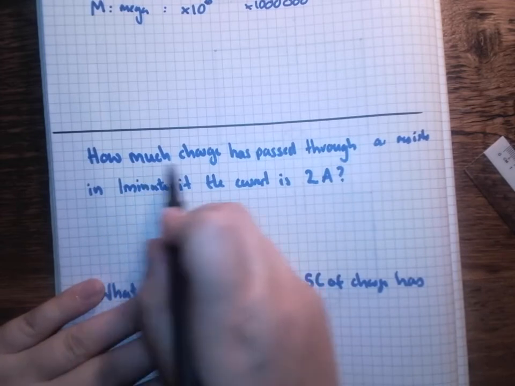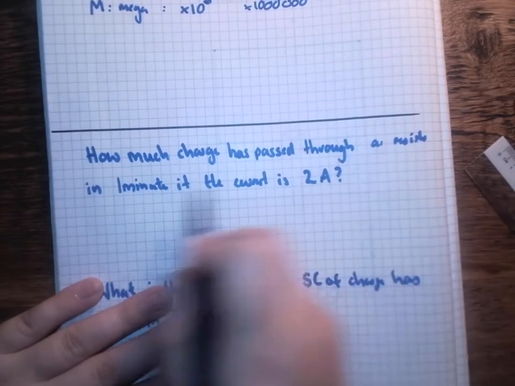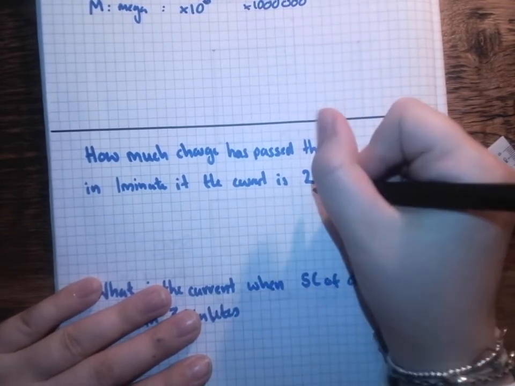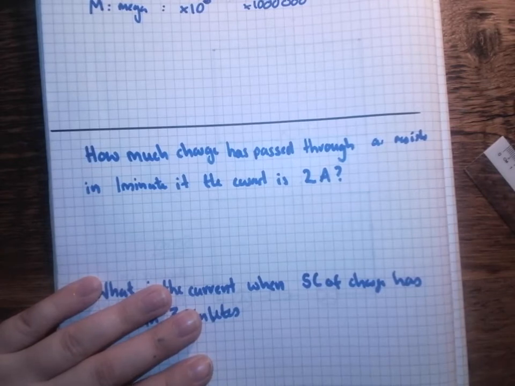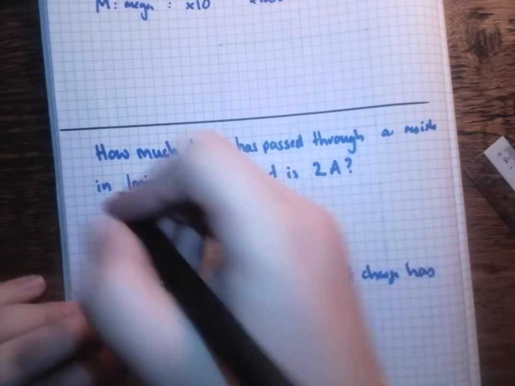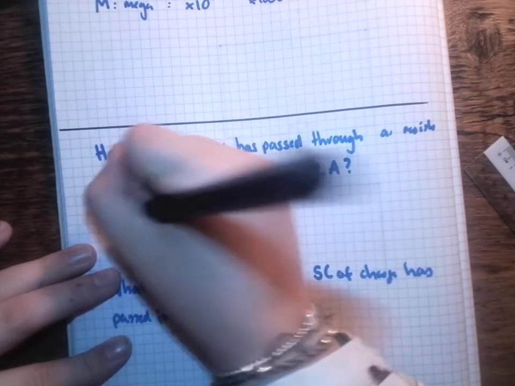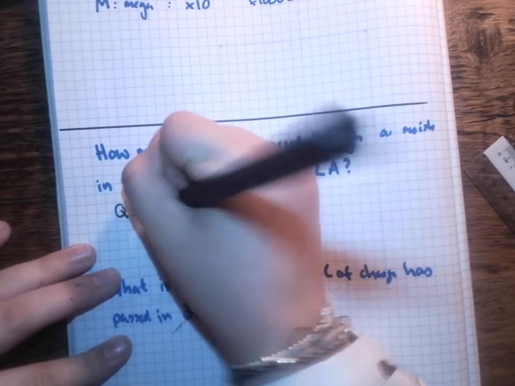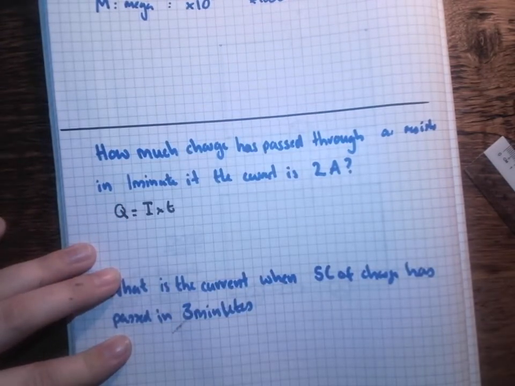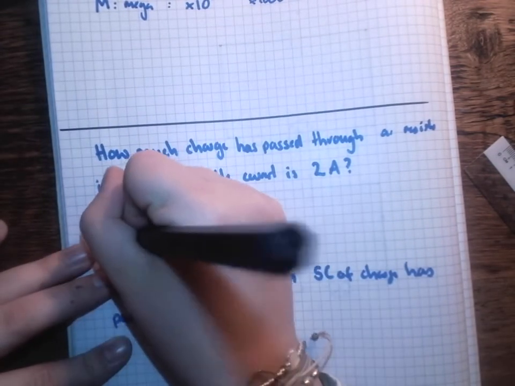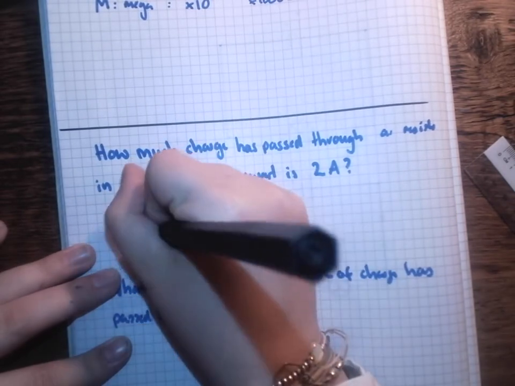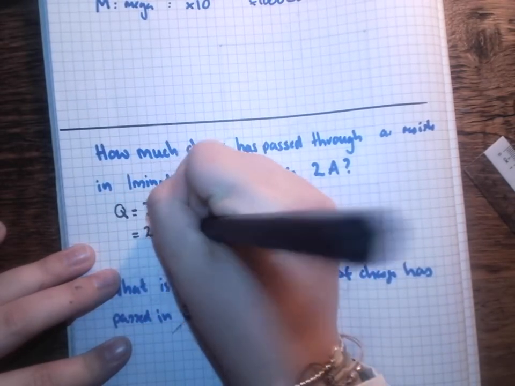The first one is: how much charge has passed through a resistor in 1 minute if the current is 2 amps? The first thing I always do is write down my equation: Q is equal to I multiplied by T. The next step, I'm going to add in my values. So I've got 2 amps times 1 minute.